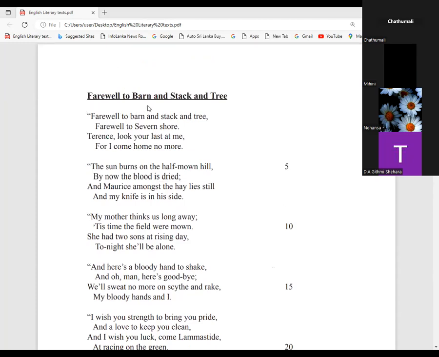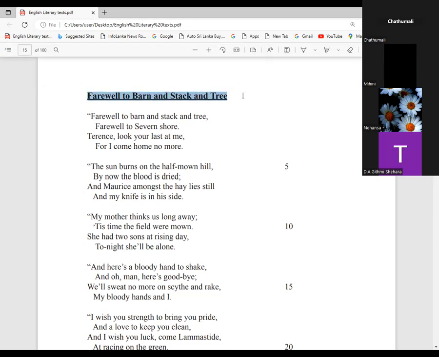Farewell to barn and stack and tree. What is the idea of this title, the name of the poem? The Eagle, now we know, is a bird. Now this is a line, not really a name. Some words, but still it has some idea, some image. What is the idea of this name, farewell to barn and stack and tree? Especially these words, barn and stack and tree.